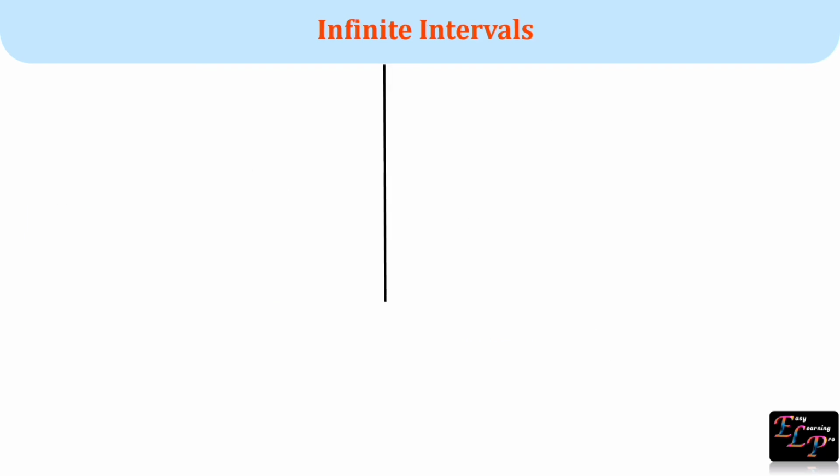Now we will see infinite intervals. When x is less than a, we have only one point on the line, and x is less than a. So the other limit is infinite. Here a is not included, so we represent it with a curved brace. The interval is written as minus infinity, a.